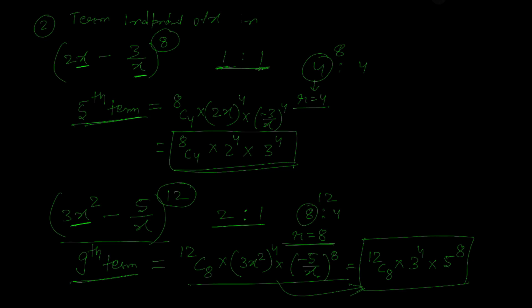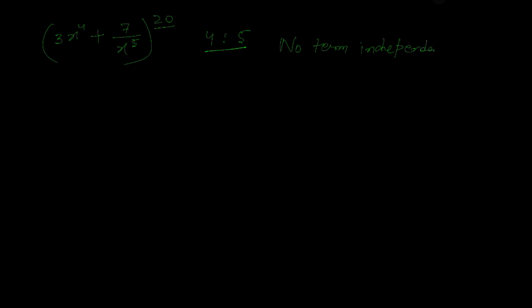If I give you a couple of more examples, say for example, find the term independent of x in the expansion of (3x^4 - 7/x^5)^20. Look at the ratio of powers, 4:5. Can we divide 20 in the ratio 4:5? No. So what does it mean? No term independent of x is possible.